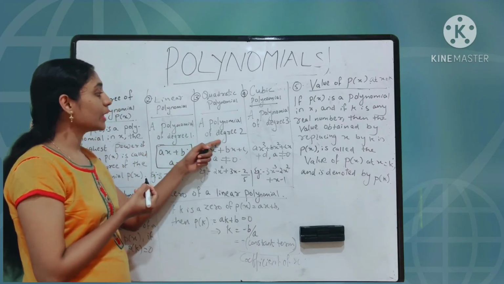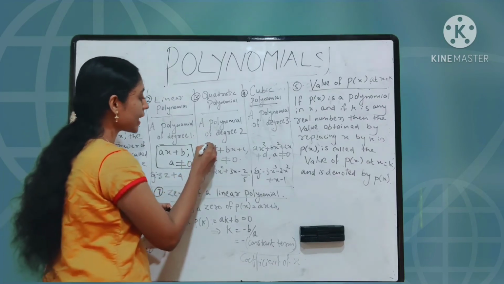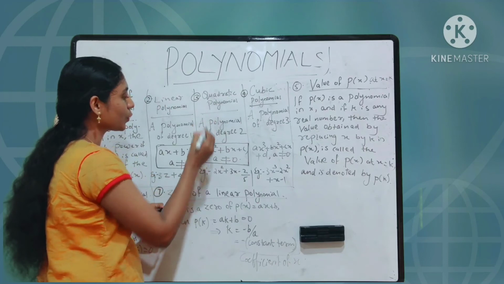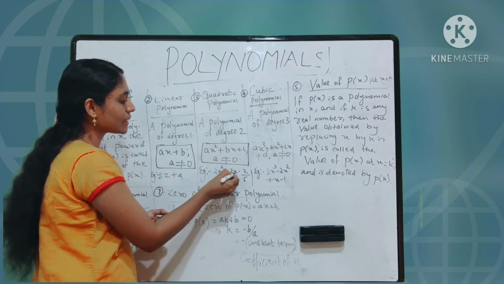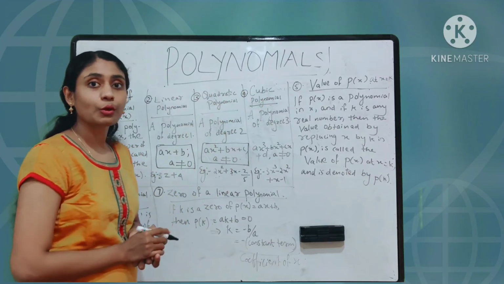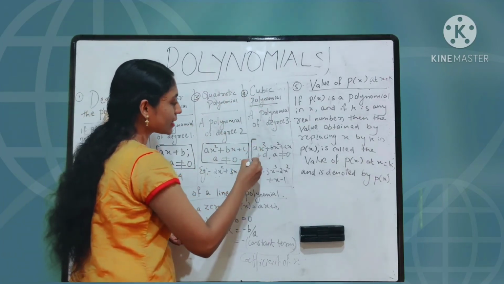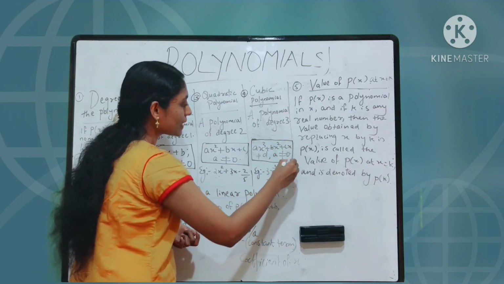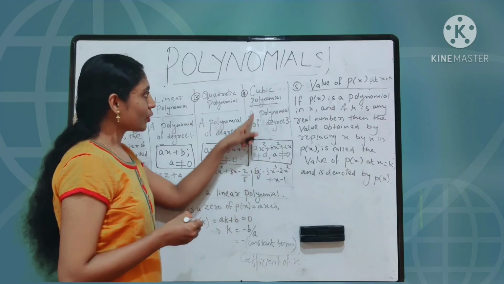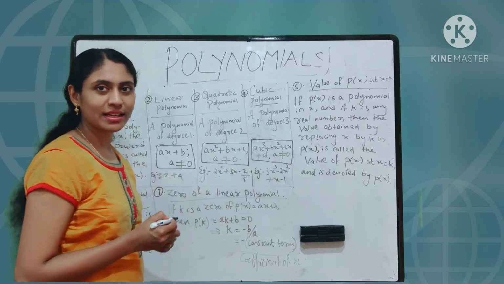And a polynomial of degree 2 is called a quadratic polynomial, and its general form is ax square plus bx plus c, where a not equal to 0. An example of a quadratic polynomial is 2x square plus 3x minus 2 by 5. And a polynomial of degree 3 is called a cubic polynomial, and its general format is ax cube plus bx square plus cx plus d, where a not equal to 0. An example of a cubic polynomial is 3x cube minus 2x square plus x minus 1.